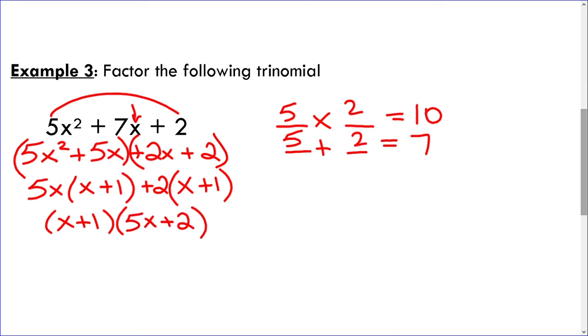And then I could go through and I could expand that out and see if I get back to here again by doing my FOIL method to check. And so I'd have x times 5x being 5x squared, plus 2x plus 5x, which is good because that's what I had here, and then plus 2 as my last term. And so I know that I'm on the right track.